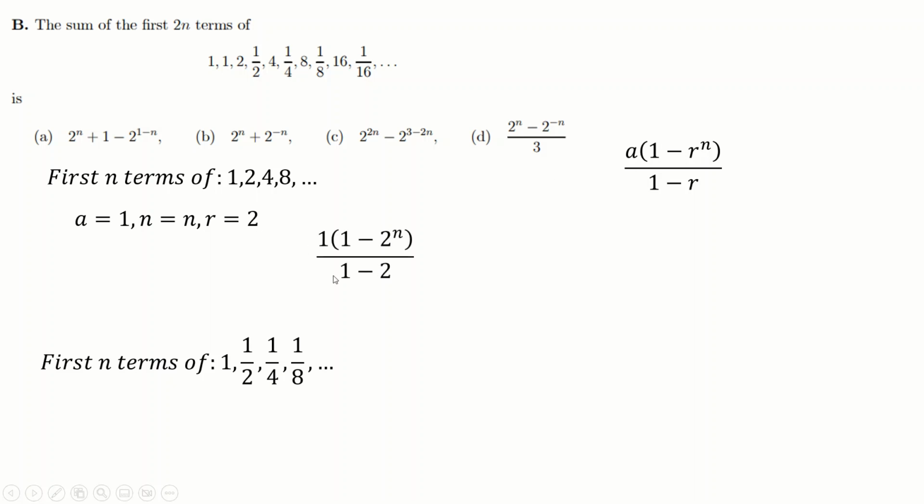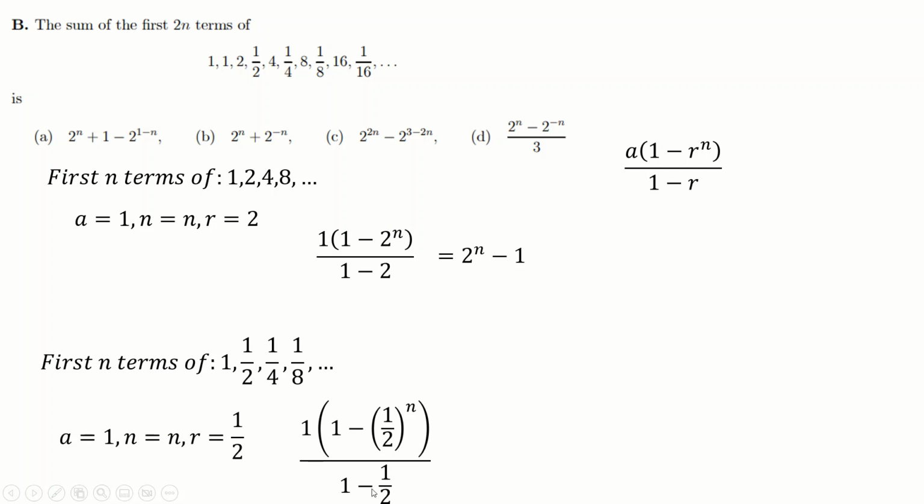Shove that into the formula. This is equal to minus 1, so it just flips these signs here, and we get this. And then here, same thing, a is 1, n is n, and r is a half. Shove that in. 1 minus a half is a half, so we double this top section here to get this. There's a bit of fiddling around to do with this. This is equal to 2 to the minus 1, which you can then multiply the indices for. And then this is 2 to the 1 times 2 to the minus n, so we can add the 1 to the minus n to get this.